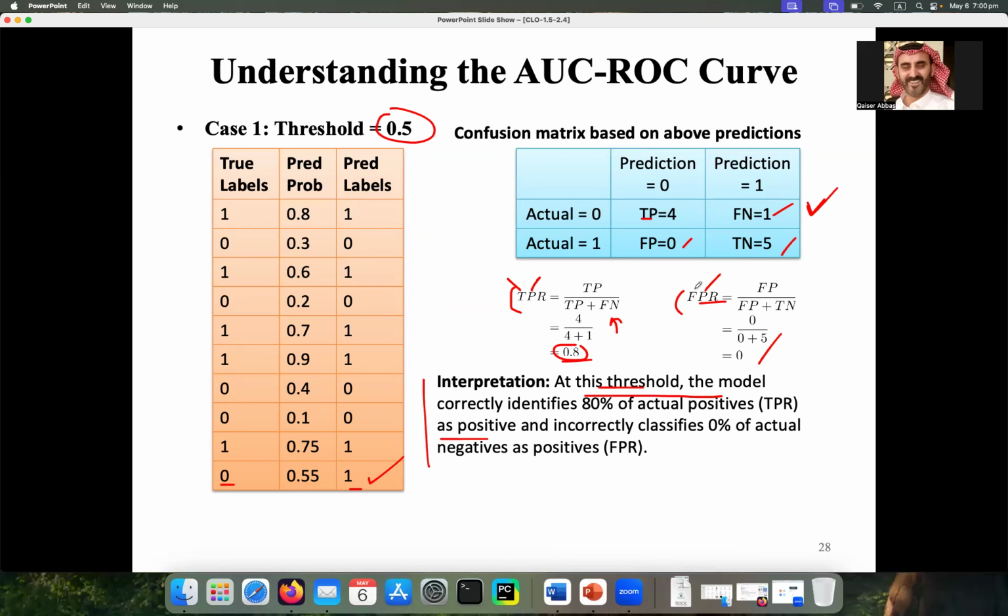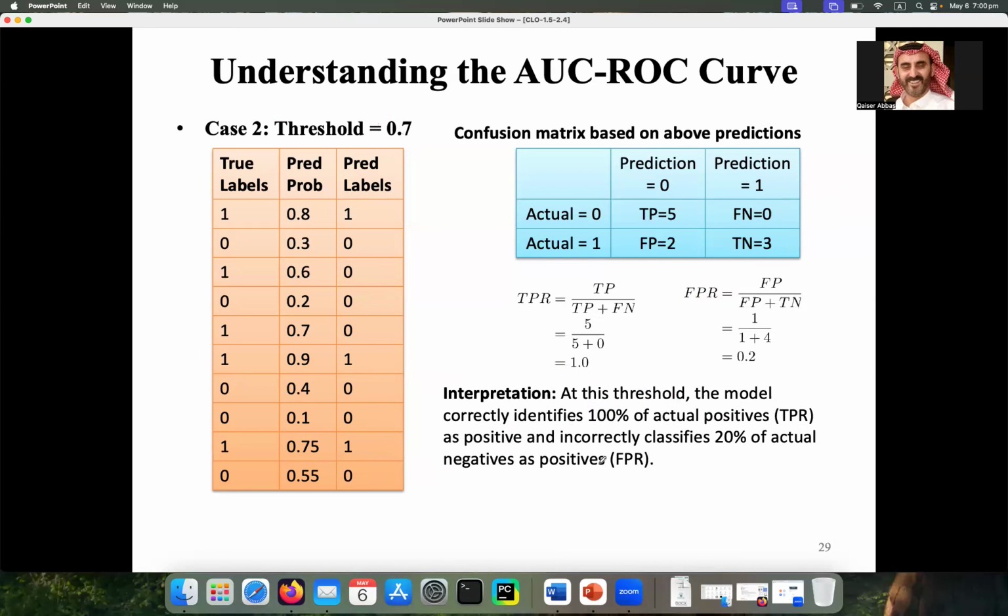Model predicted positive, which are actually negative. This FP means I'm giving you the definition of that FP. So at this threshold, the model correctly identifies 80% of the actual positives as positives and 0% of actual negatives as positive. This is FPR. This is the interpretation.